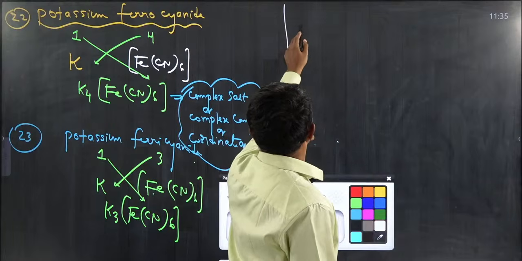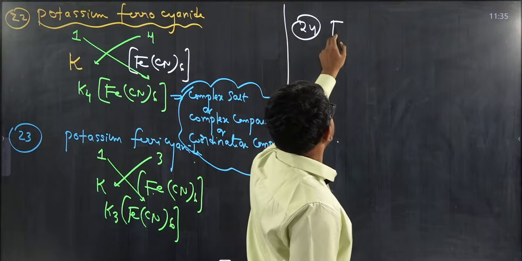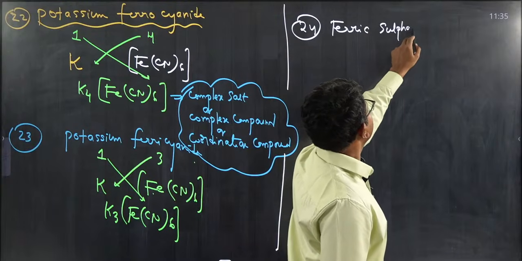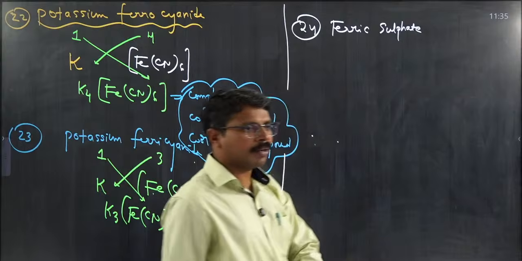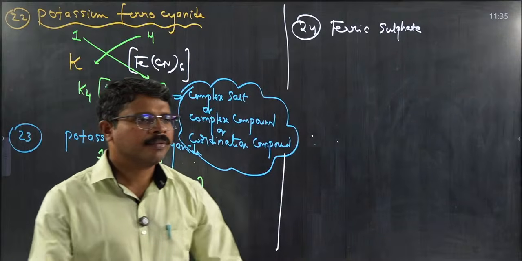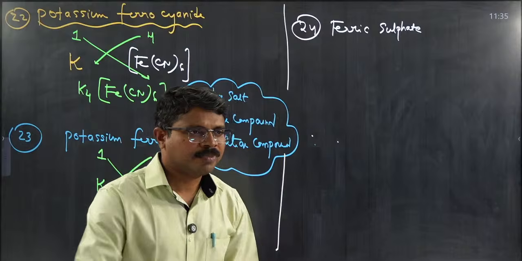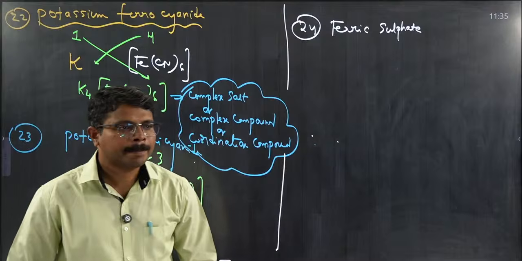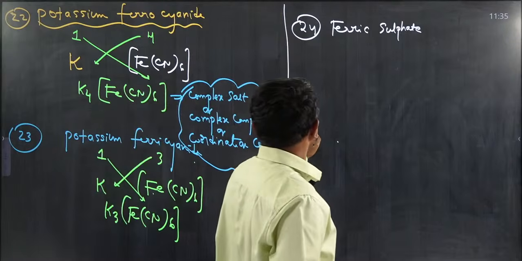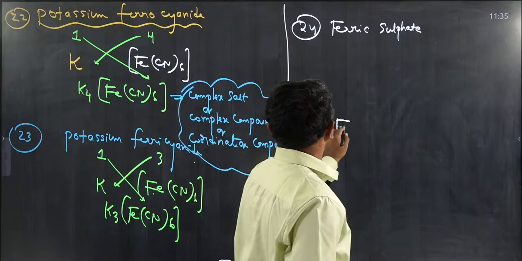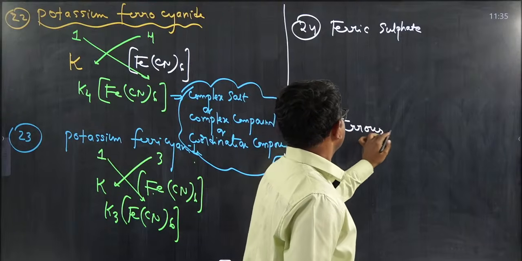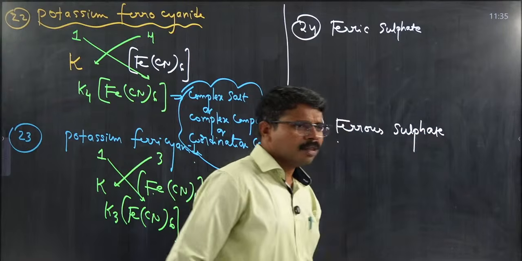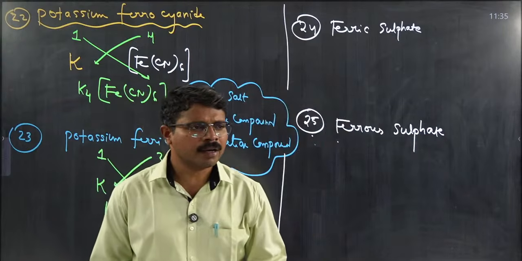Now, my next question is 24. Ferric sulfate. I think I'll get the answer very quickly. Ferric sulfate formula. Responses please. Ferric sulfate formula. And one more, 25, I guess. Ferrous sulfate. All these are basic level formulas.